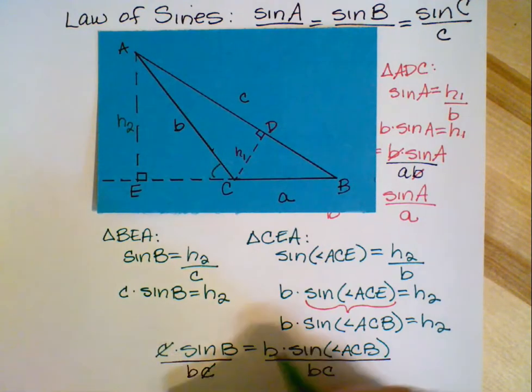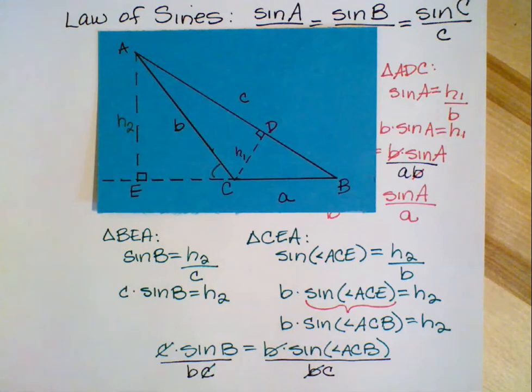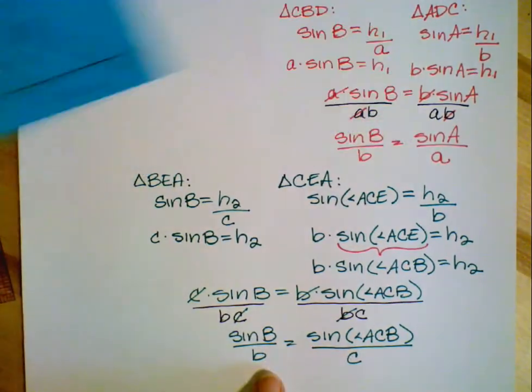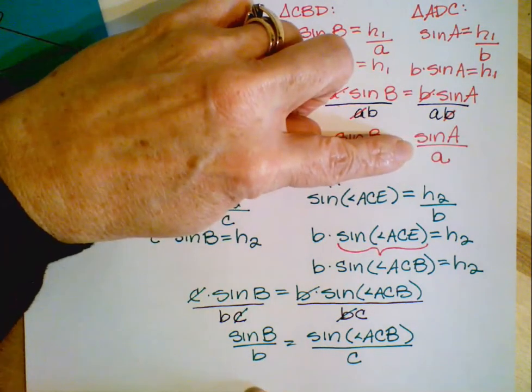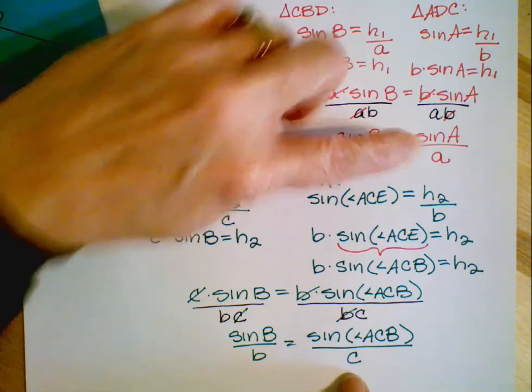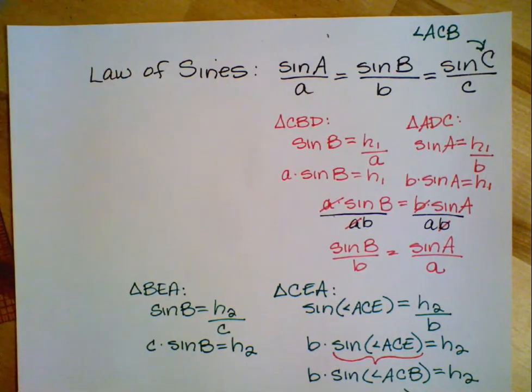And we cancel out our C's, cancel out our B's, and we're left with the sine of angle B over B is equal to the sine of angle ACB. Remember, that is simply angle C in our original triangle. So what we've now shown is that this sine of angle B over B is equal to both the sine of angle A over A and the sine of angle C, if we simplify it, over C. So there again, we can see that the law of sines holds true if the triangle is obtuse.